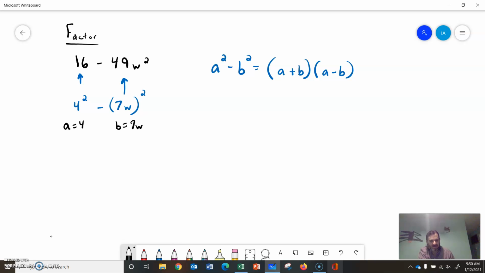So I just identify those parts, and putting it in, I will have 4 plus 7w. That's my a plus b. And then 4 minus 7w. That's my a minus b. And then I fit the formula perfectly.